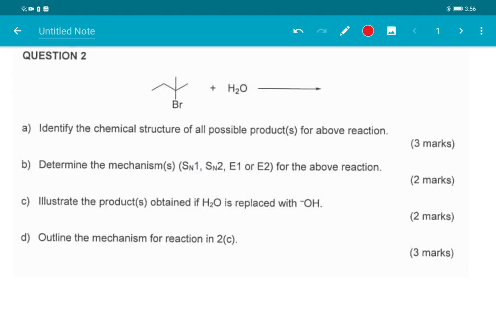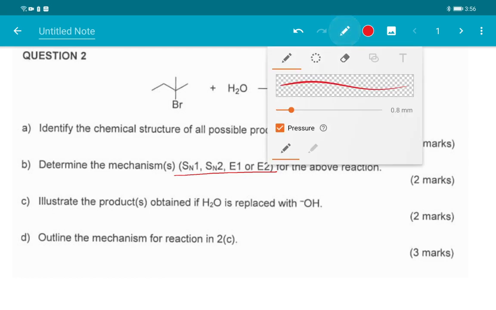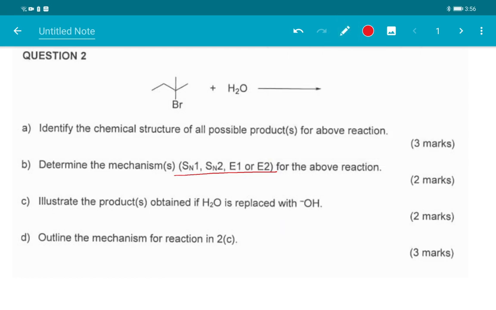A. Identify the chemical structure of all possible products for the above reaction. B. Determine the mechanism, SN1, SN2, E1 or E2, for the above reaction. C. Illustrate the products obtained if H2O is replaced with OH negative. Outline the mechanism for the reaction in C.